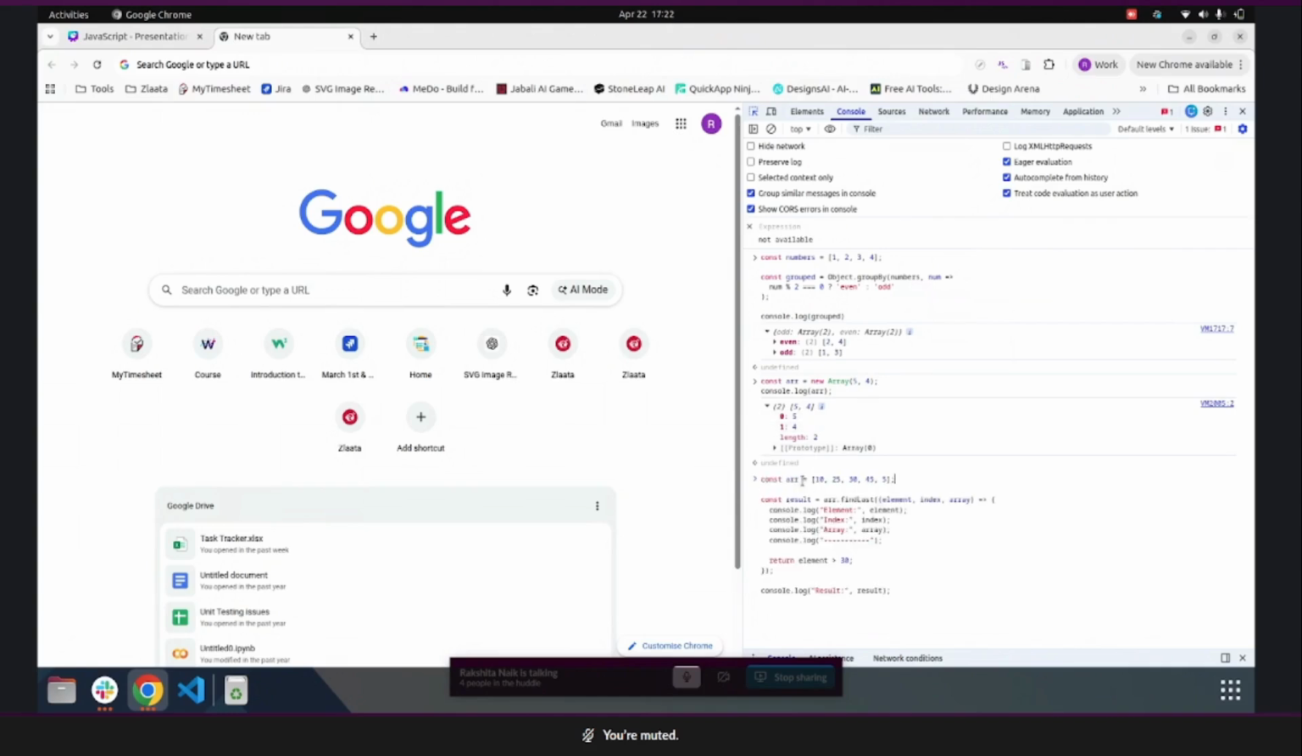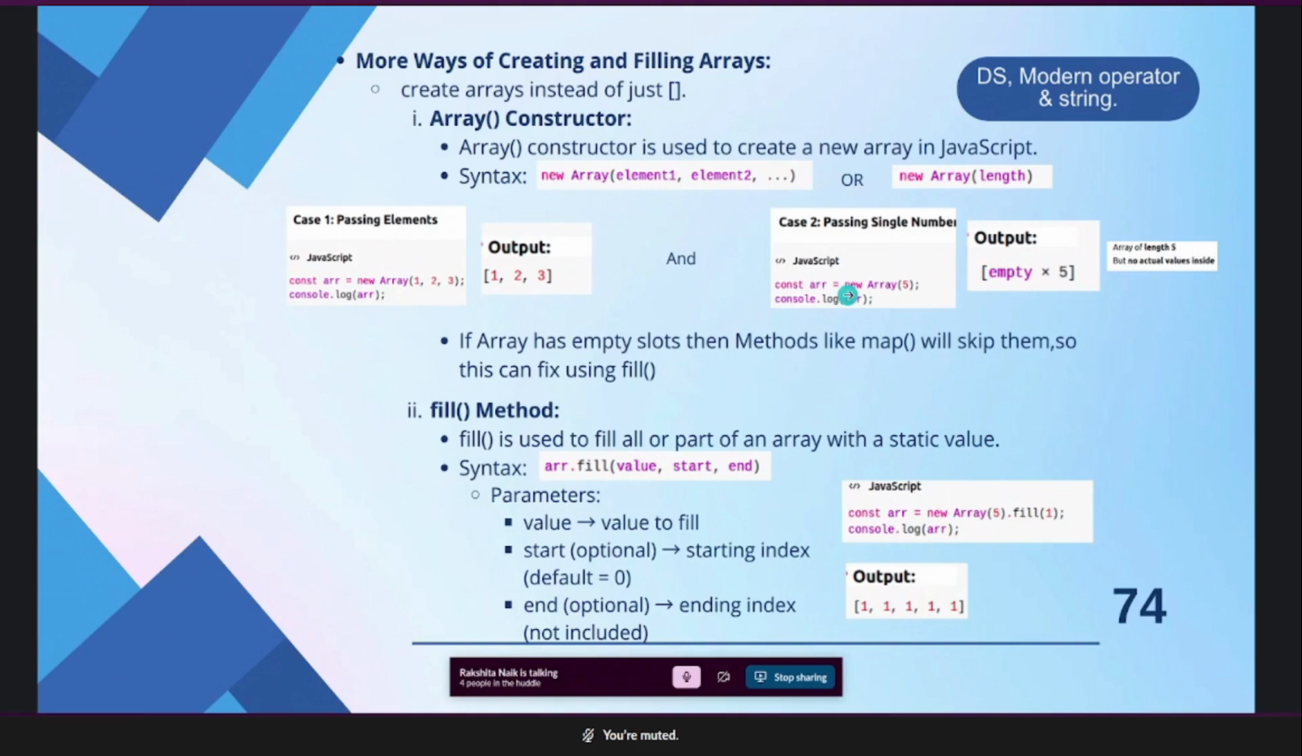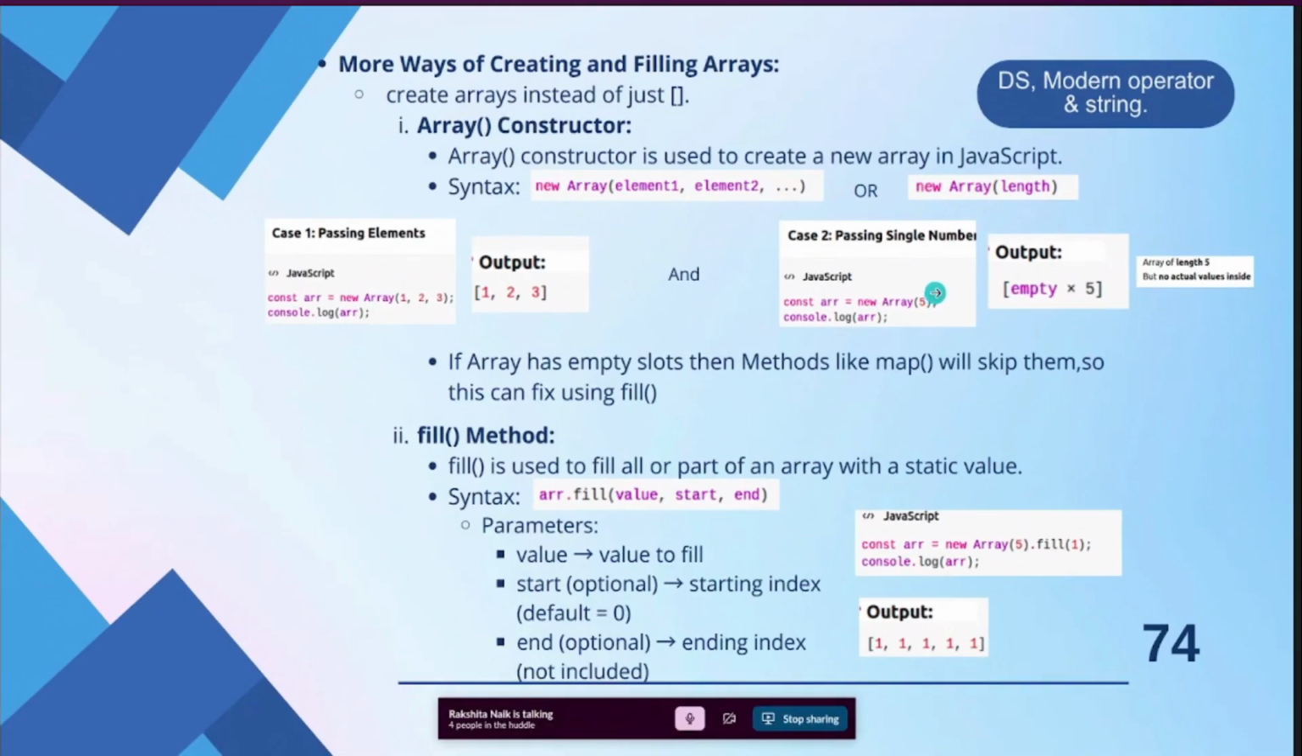But if I am passing a single value, then it is considered as a length. So what will happen? It will create an empty array having a length of 5. If I am doing 5, it will consider it as an empty array of length 5. There are no actual values.